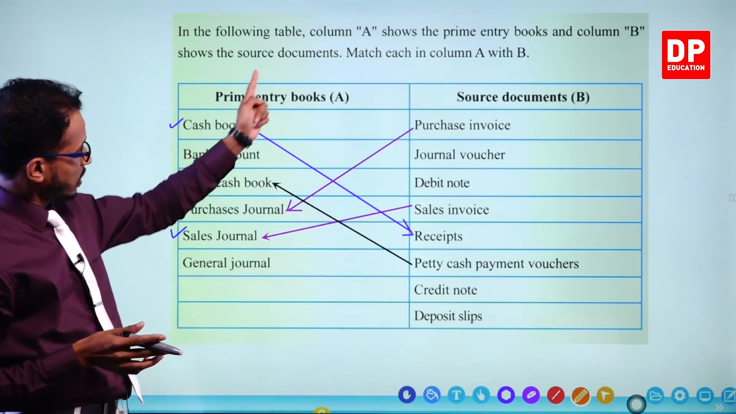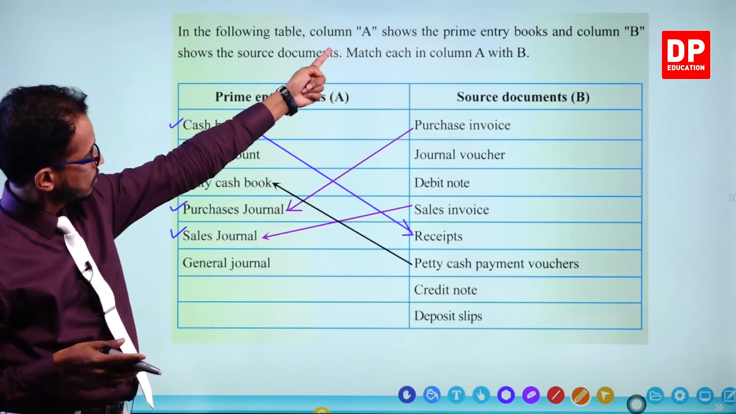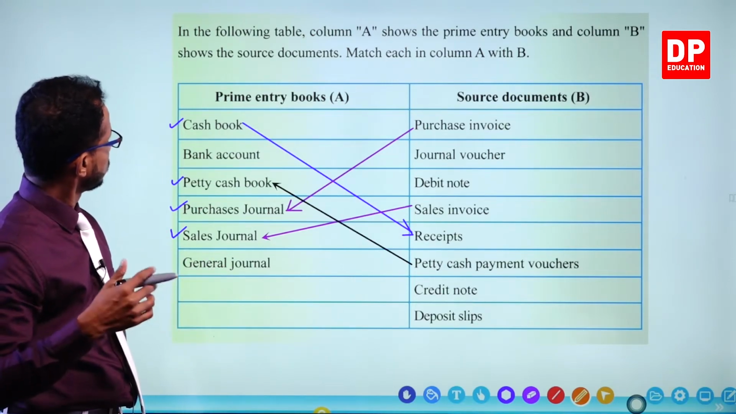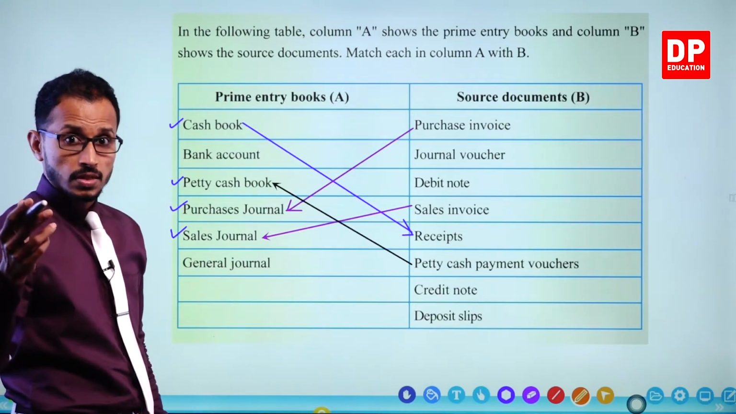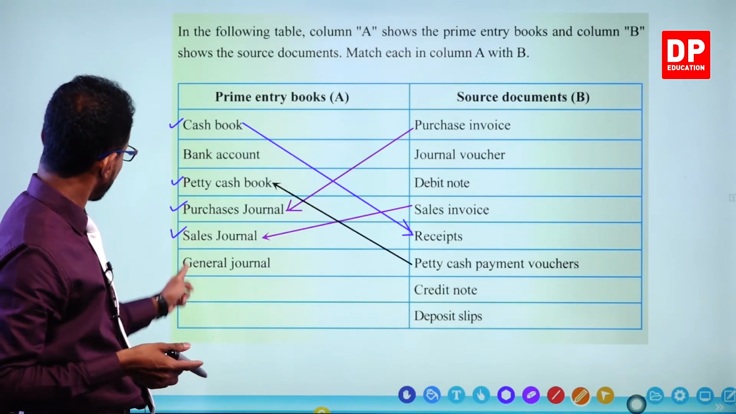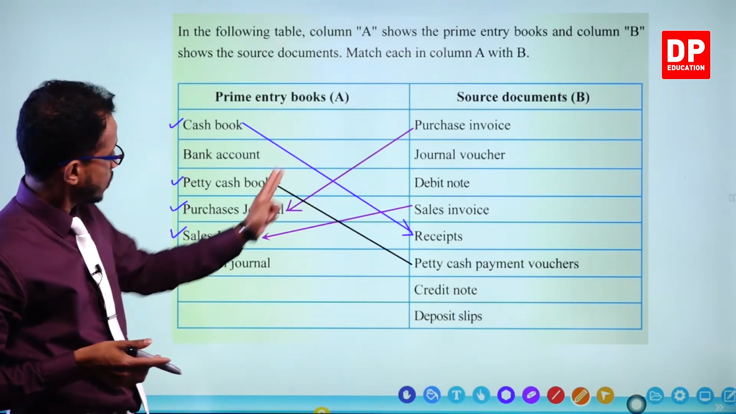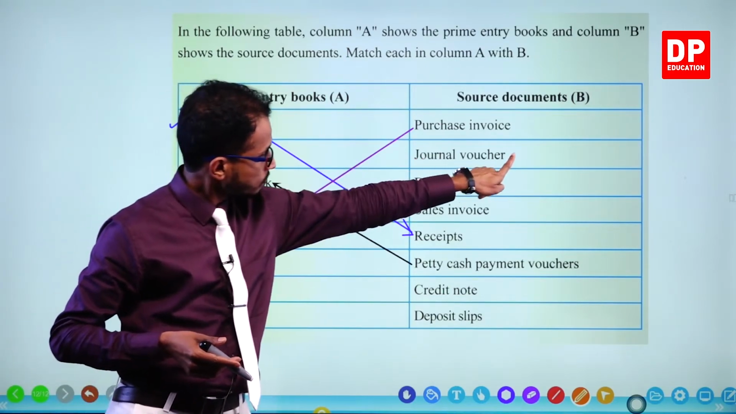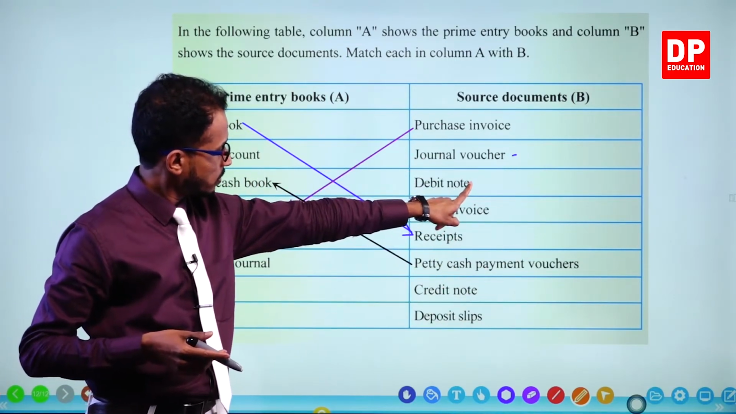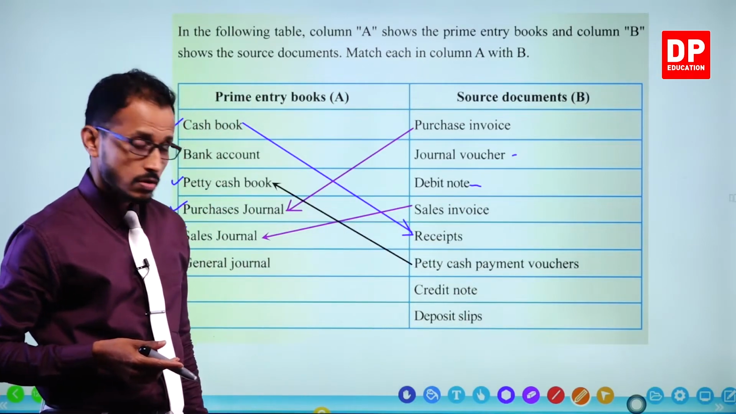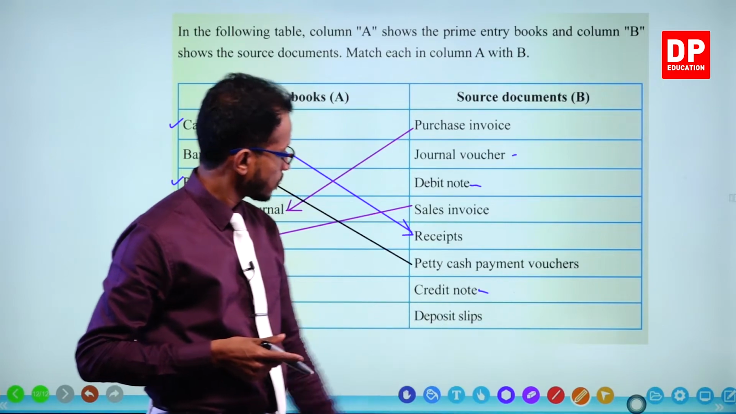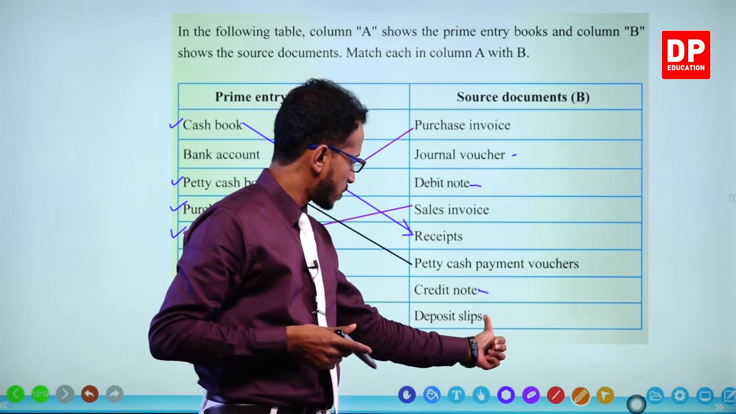To the bank account, what is the relevant source document? What do you think? The journal voucher? Or the debit note? Or the credit note? Or the deposit slip?